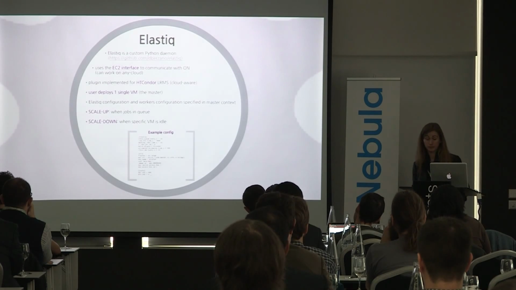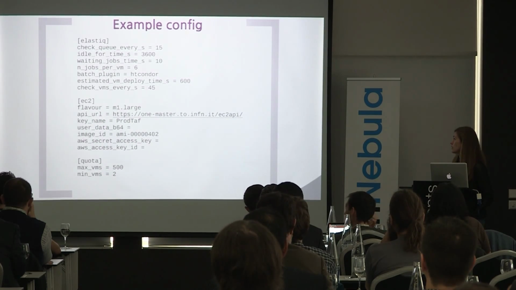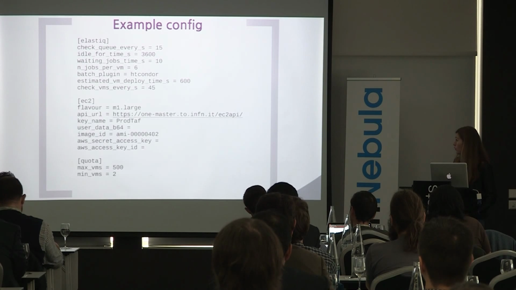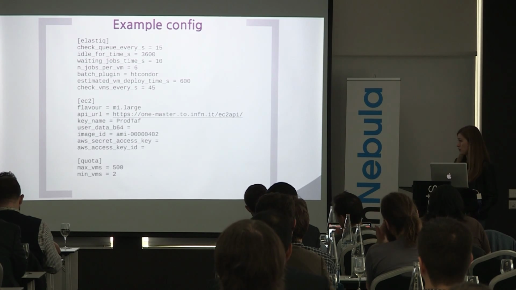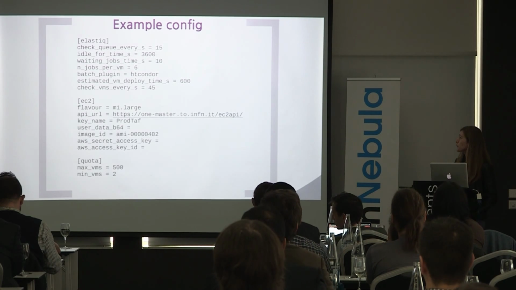And this is an example of the things you can configure, for example Elastic parameters like the idle time and so on, and EC2 parameters, like the flavor that you use for the image, the API endpoint and credentials and some other stuff, the minimal number of workers that should always be running, and the maximum quota.